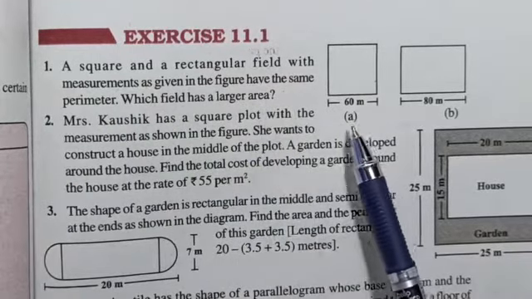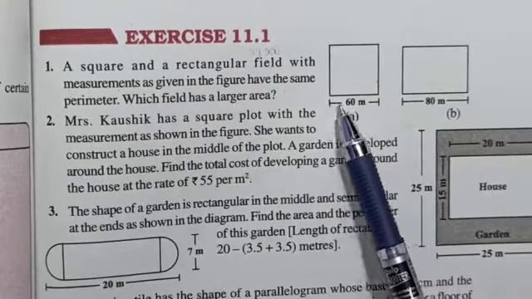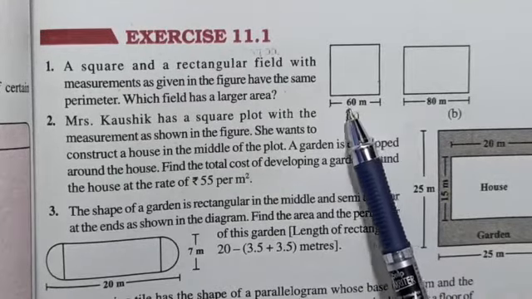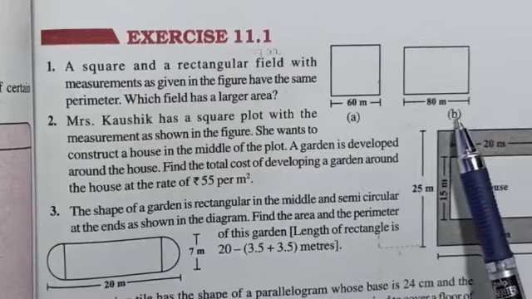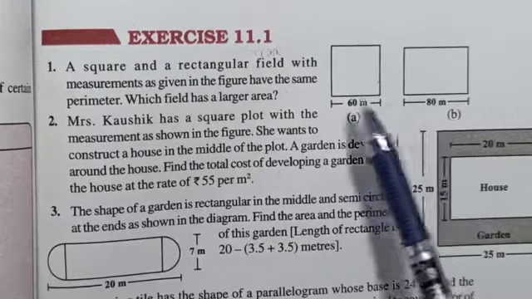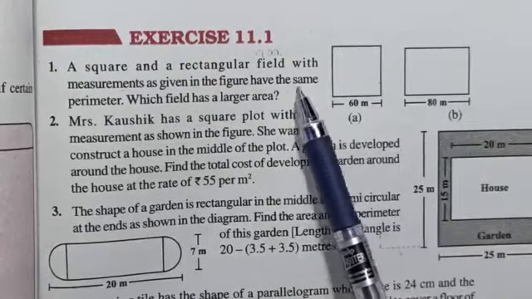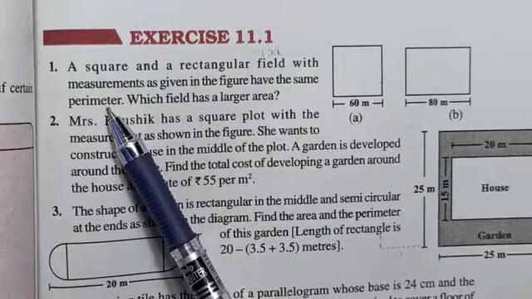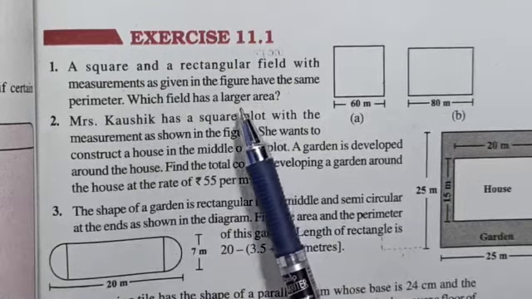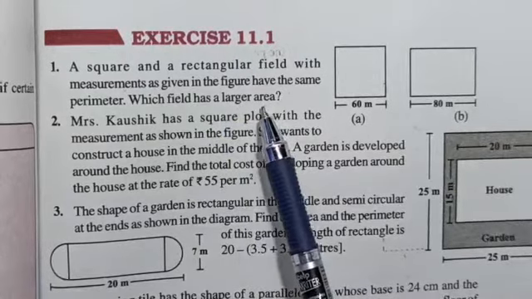Here a square is given, and the length of the side of the square is given as 60 meter, and figure B is a rectangle and length is 80 meter. Here the question says that if this square and this rectangle have the same perimeter, then we are going to find out which one has a larger area. Okay, now let's try this.